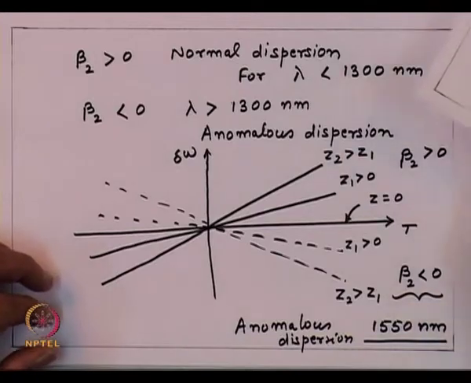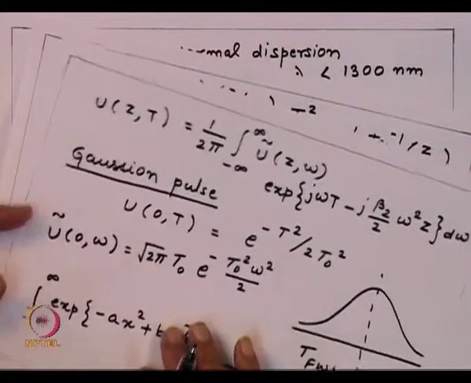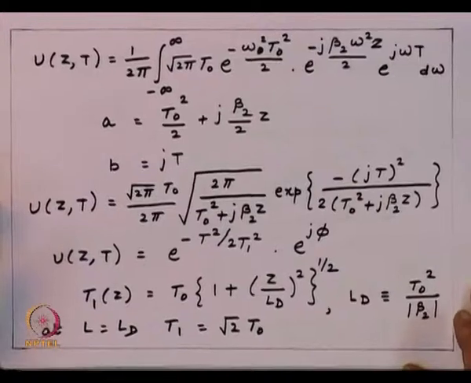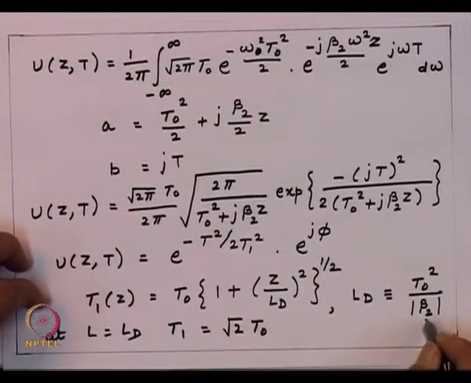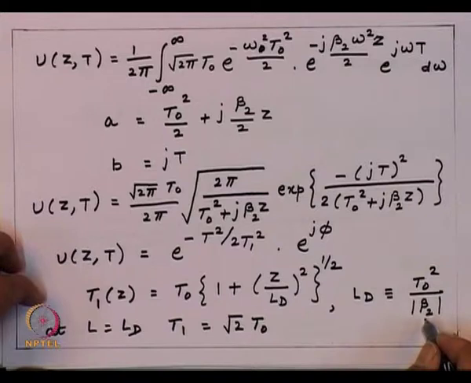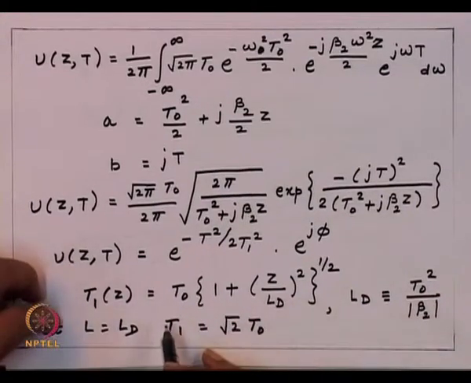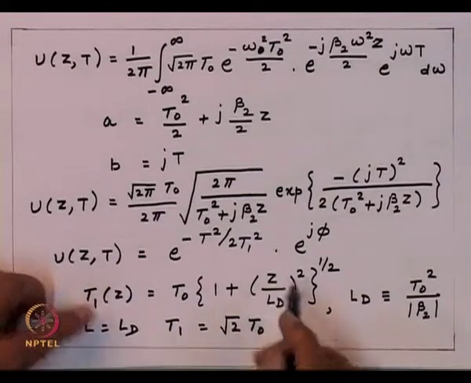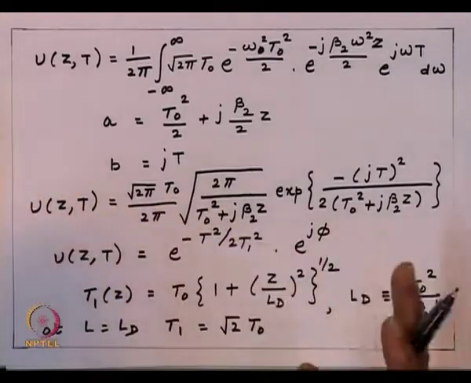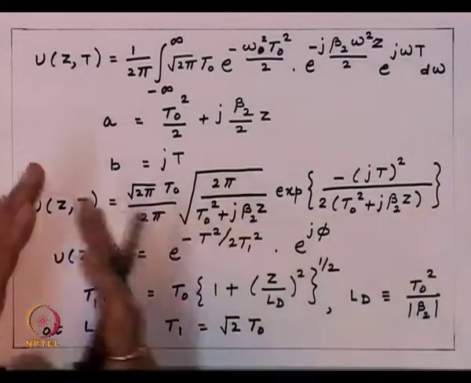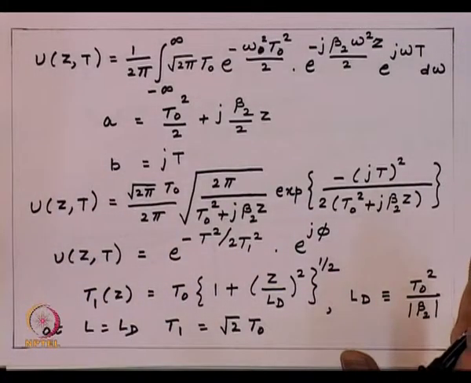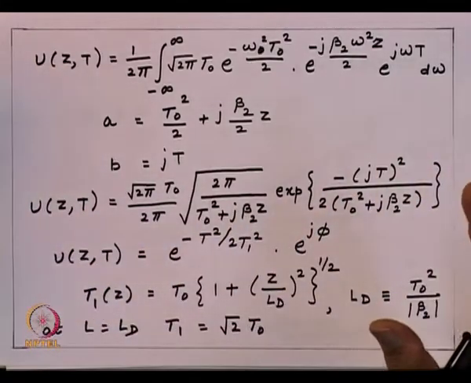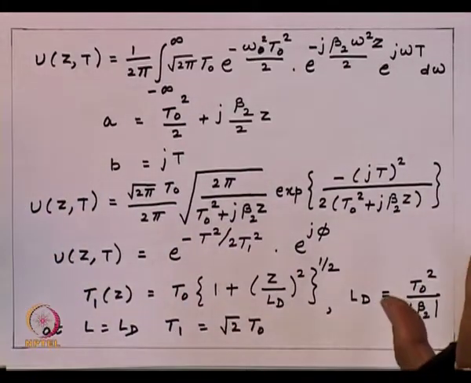But note here, whether dispersion is positive or negative, you will see that the pulse width always increases, because the LD is defined as mod of beta 2. So, whether dispersion is positive or negative, this quantity is always increasing as a function of z. Whether you are in the normal dispersion regime or the anomalous dispersion regime, the envelope always broadens, and that is the dispersion phenomenon: when the pulse starts propagating on the optical fiber, there is always broadening of the pulse.